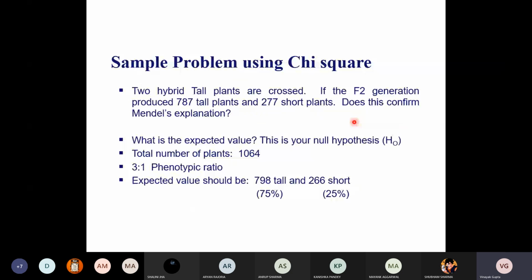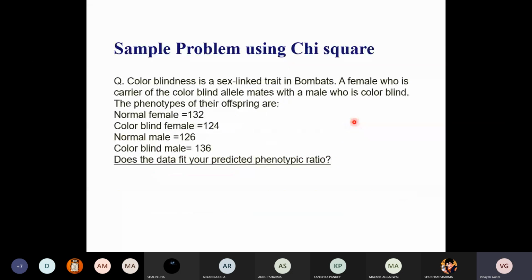Here, one more problem is there with respect to the monohybrid cross, which you people can do. This is an interesting question: color blindness is a sex-linked trait in wombats. A female who is a carrier of the colorblind allele mates with a male who is colorblind. The phenotypes of their offspring are these. Does this data fit the predicted phenotypic ratio? How will you solve this problem? The observed values are given, right? How will you calculate the expected value here?